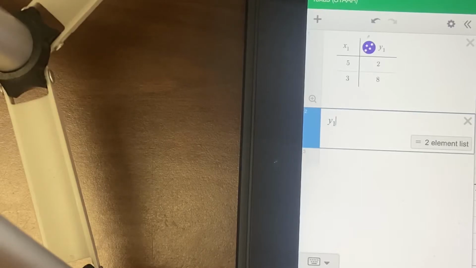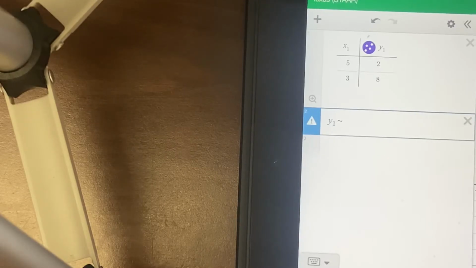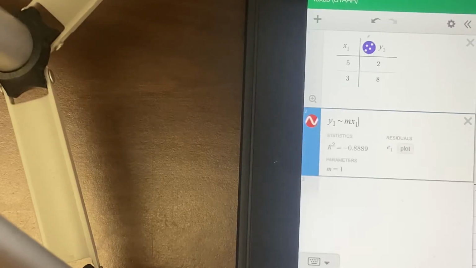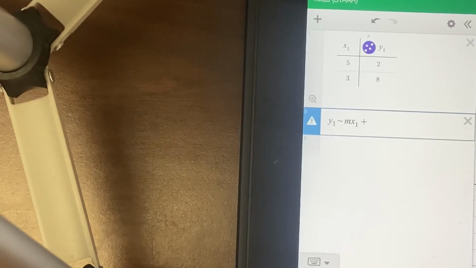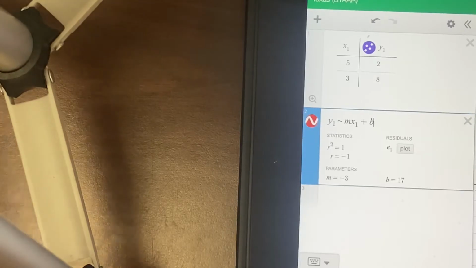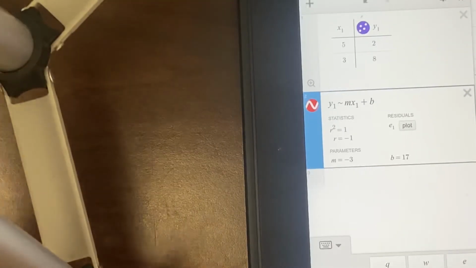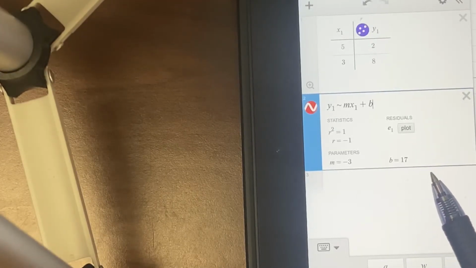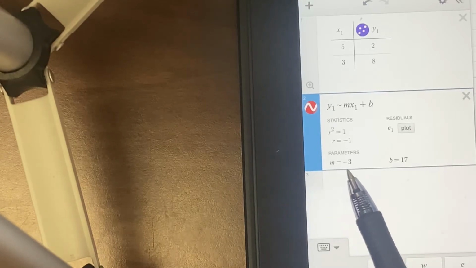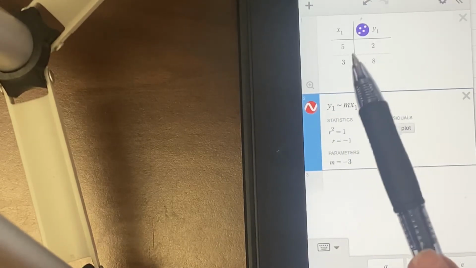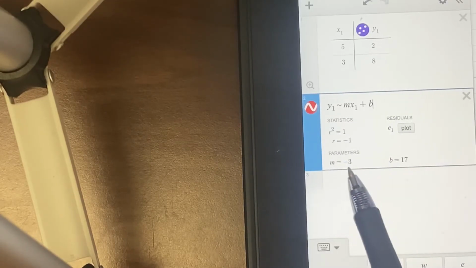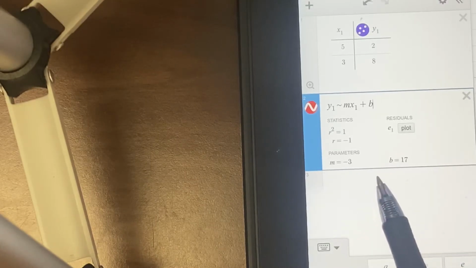y1 tilde mx1 plus b. Give yourself a moment, pause the video. Hopefully you get these two answers. Now, because our last example already gave us the end, we couldn't enter that in. So for this case, because we didn't have it, now it's giving us that answer to be able to identify what our equation will look like.